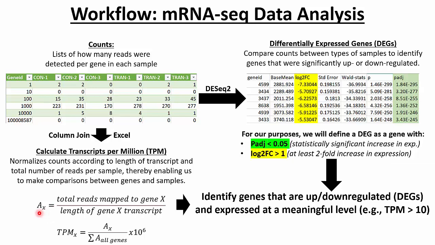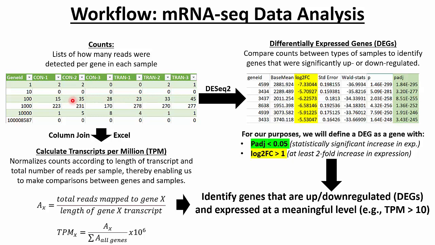And you can see here, that's the first thing we do when we calculate TPM, is we take the total reads mapped to a gene divided by its length, or the length of its transcript. Once we do that, then we normalize that A value there according to the total number of reads that was obtained for that sample. And what that allows us to do is compare genes between samples.